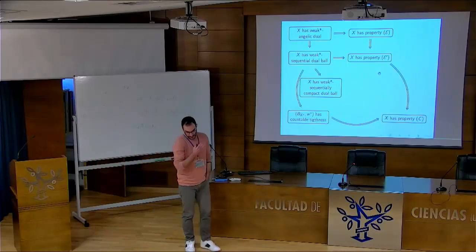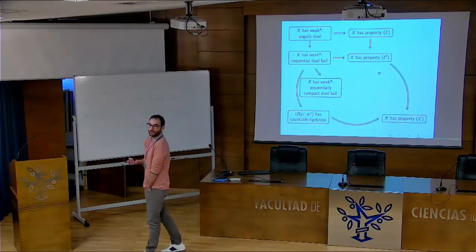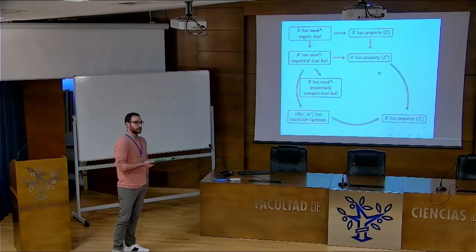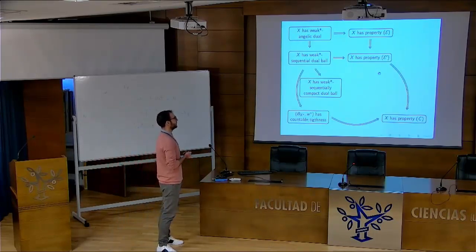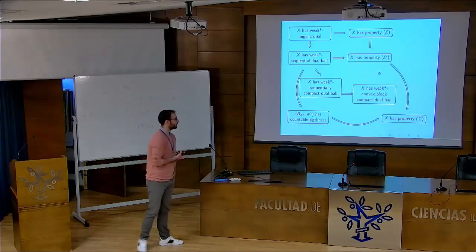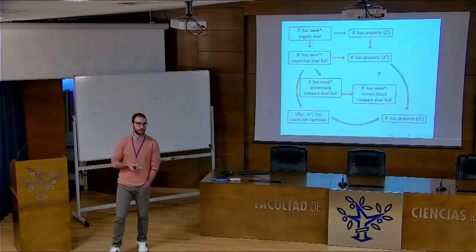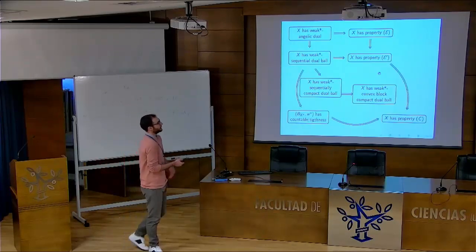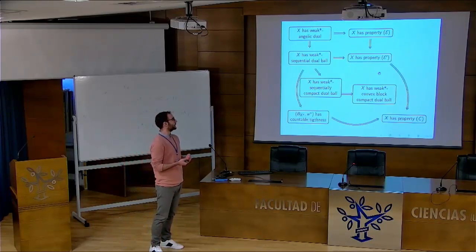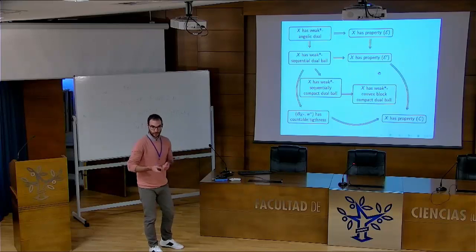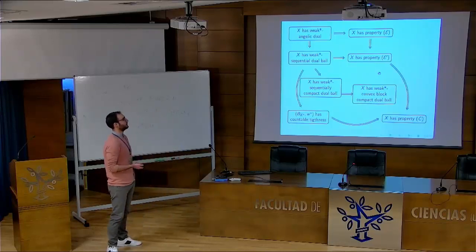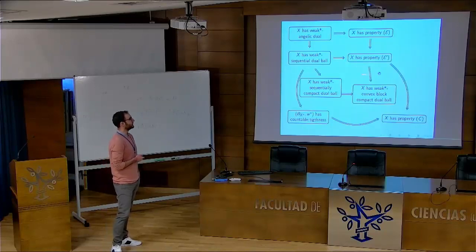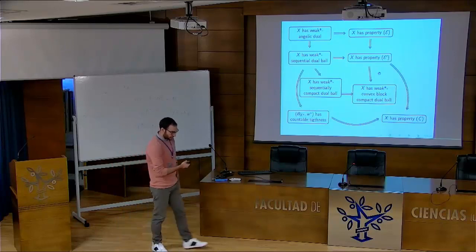And I haven't defined a convex version of sequential compactness of the dual ball. I'm not going to give the definition, but most of you already know. This is known as Weierstrass convex block compact dual ball. So instead of saying that every sequence has a Weierstrass converging subsequence, in this case what we have is that every sequence has a Weierstrass convex block converging subsequence. We play with convex combinations of the sequence. And again, while making some computations, it can be checked that this implication also holds. So we have this diagram here.